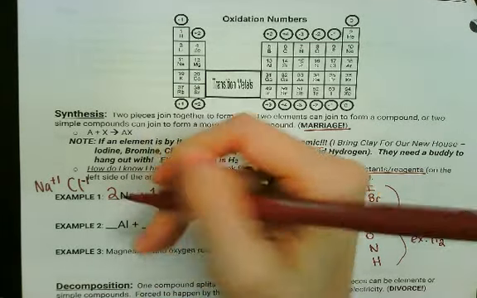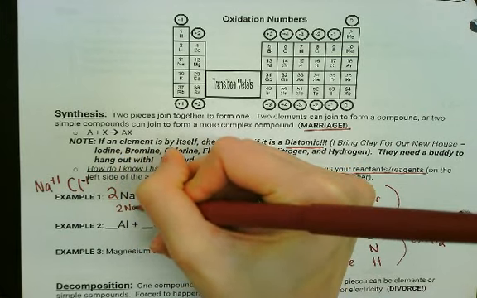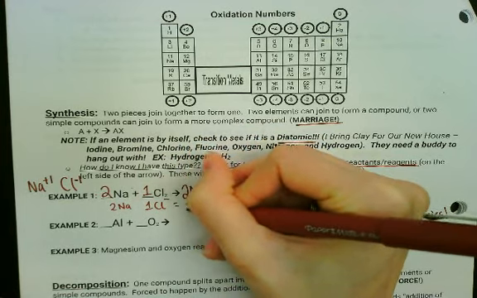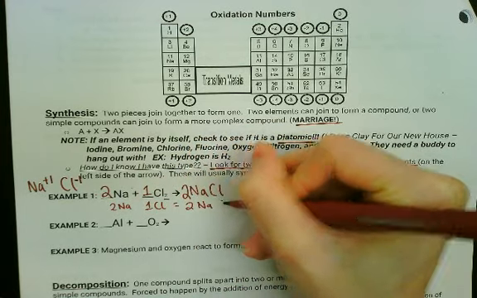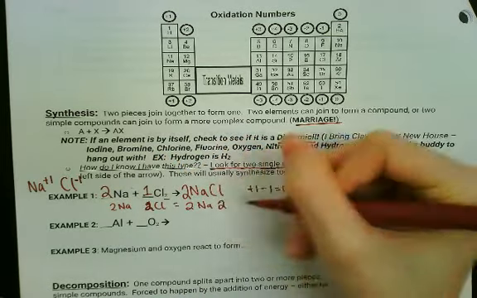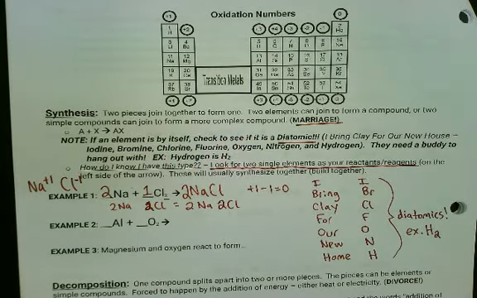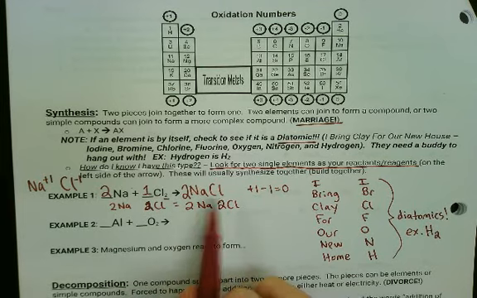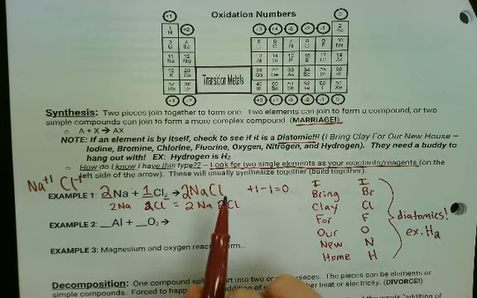But now I see that I have 2 sodium and 2 chlorine on both sides. So that 2 subscript lets me know I have 2 chlorine. So now I'm balanced, and I'm all good. The important thing to remember is that once you have your final compound, you cannot change the subscript.